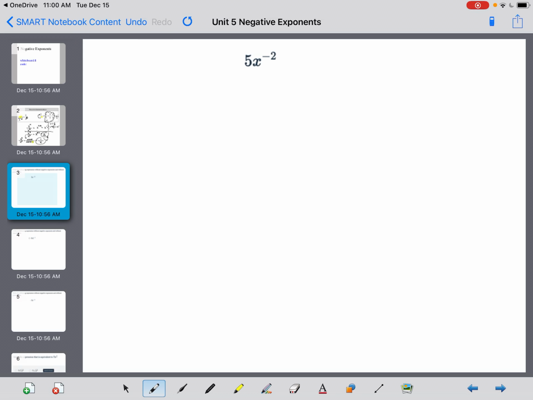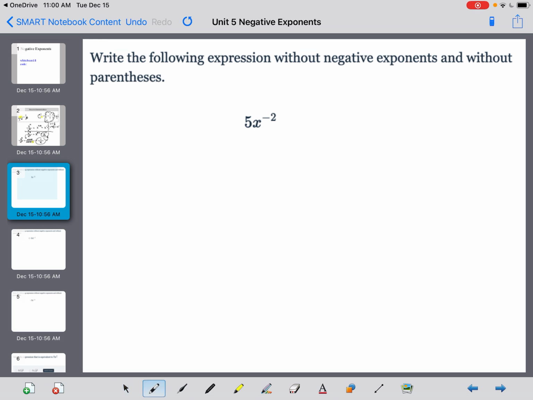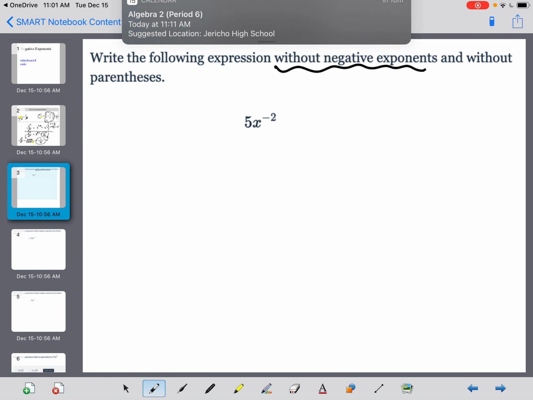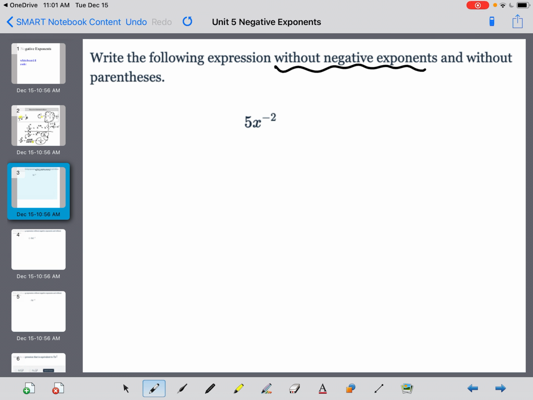So let's try a few of these questions. So for number 1, sorry, I was going to say the directions are missing. So we're going to try to write this expression without negative exponents and without parentheses. We'll try to simplify as much as possible. So this question doesn't have any parentheses, but I have to recognize here that x has a power of negative 2, but 5 does not. 5 has a power of 1.